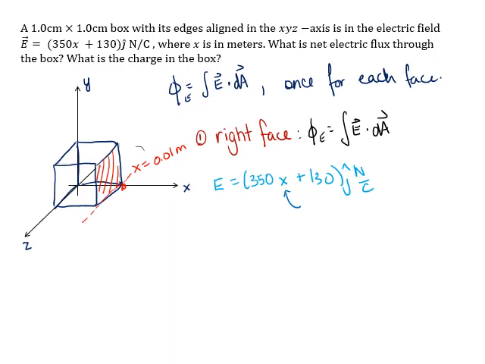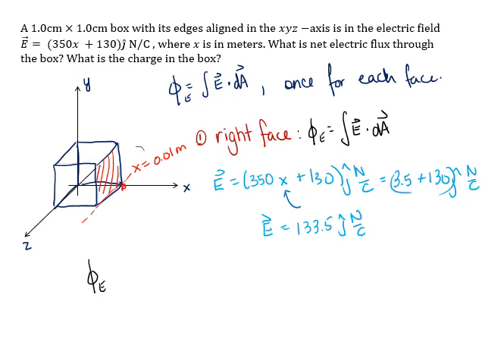So our electric field vector then is equal to 350 times 0.01, which is going to give us 3.5, plus 130 J hat newtons per coulomb. So our electric field vector is 133.5 J hat newtons per coulomb. Okay, there's our electric field vector. We might notice now that this electric field is a constant. Let's go ahead and put this in our Gauss's law and see what happens.